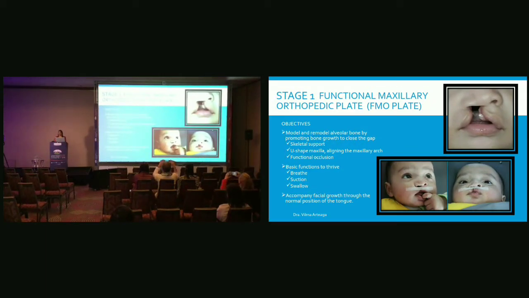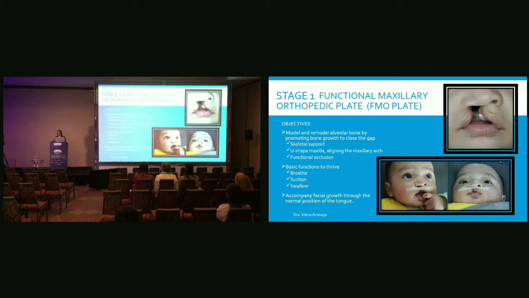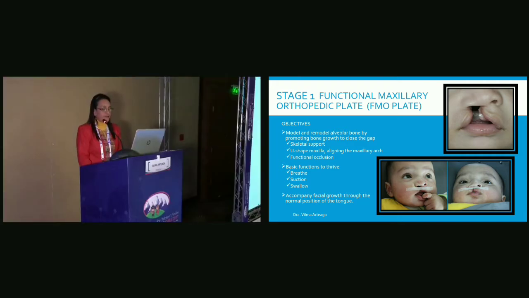Okay, this technique consists of 2 stages. The first stage is the functional maxillary orthopedic plate, or FMO plate. And it consists of an acrylic plate placed inside the mouth of the baby as soon as possible. Better if it is placed the day that the baby is born, or at 8 days after birth. In this patient, we started at 3 months old, a little older, but it still works.